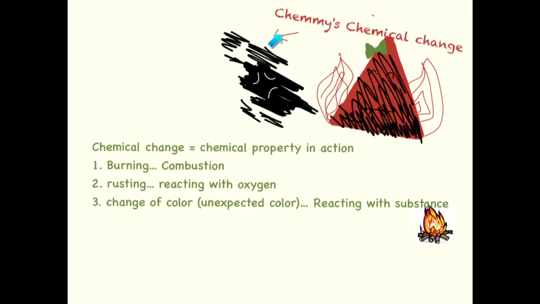You can say that Chemmy has gone through a chemical change because she is not the same person as she was before. When a chemical change occurs, you can say that it is the chemical property, those three things that we discussed before, the chemical property in action. So for example, flammability. If Chemmy is burning, then we're witnessing combustion. That is a chemical change. If she is rusting, then we're witnessing her reactivity with oxygen. She also changed color from red to black. This is an unexpected color change.